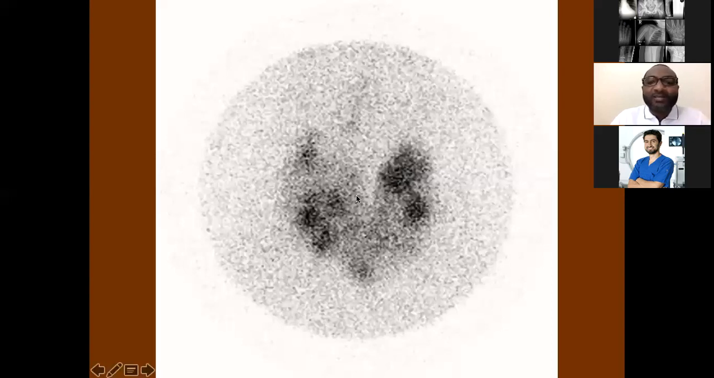If the patient's clinical feature and laboratory profile is pointing towards hyperthyroidism, then this is a toxic multinodular goiter, also referred to as Plummer's disease. But if the patient is euthyroid, then this is a non-toxic multinodular goiter.